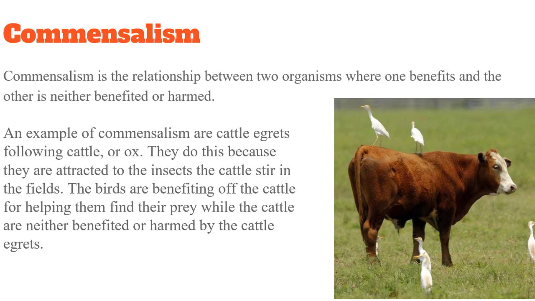Commensalism is a relationship between two organisms where one benefits and the other is neither benefited nor harmed. An example of commensalism is cattle egrets following cattle or ox. They do this because they are attracted to the insects the cattle stir up in the fields. The birds benefit from the cattle by finding their prey, while the cattle are neither benefited nor harmed by the cattle egrets.